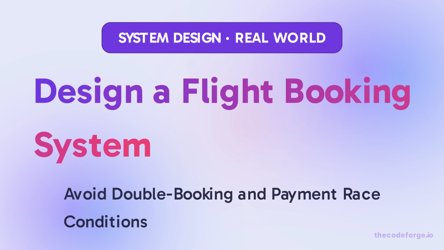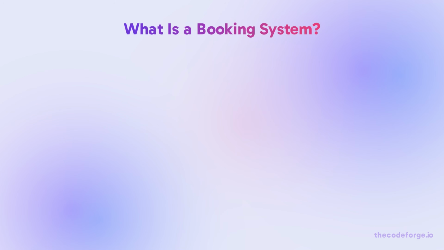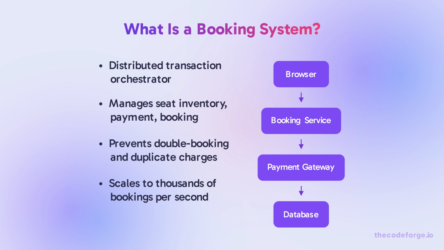Before we dig into that production issue, let's cover design a flight booking system. A flight booking system is a distributed transaction orchestrator that manages seat inventory, payment processing, and booking confirmations across multiple services while ensuring no double booking occurs and payments are idempotent.